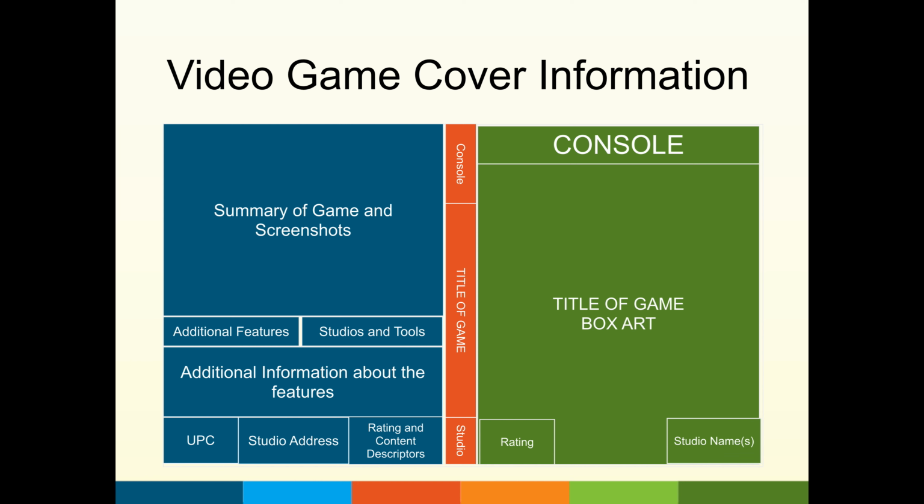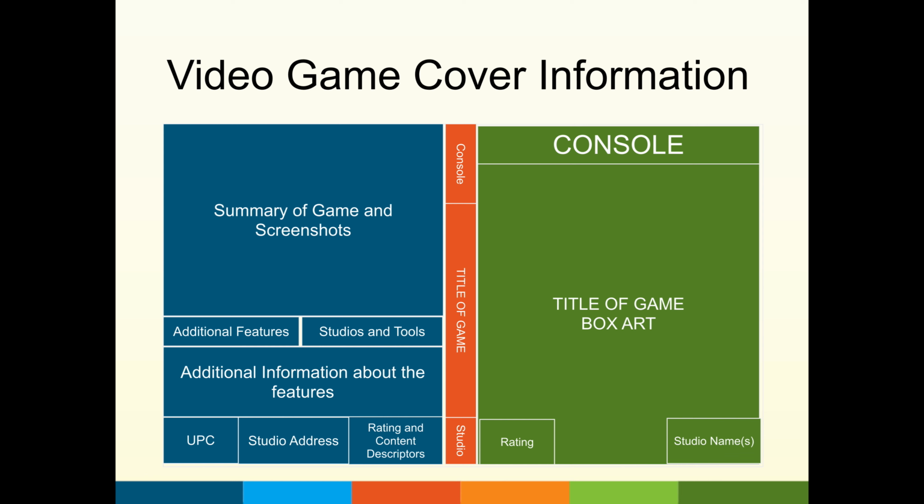On the back cover, which are blue squares, you can find, going from top to bottom, the screenshots or images from the game, a description of the game, and additional features and information about the game, such as how many players are needed, if there's online play, and various warnings. Studios are sometimes listed. At the bottom, you can find the UPC code and rating with content descriptors. This information may be reversed on some cases where the UPC code might be on the right and the rating and content descriptors are on the left. There may be some variation in game covers depending on the size of the case, but this is the typical layout of information.